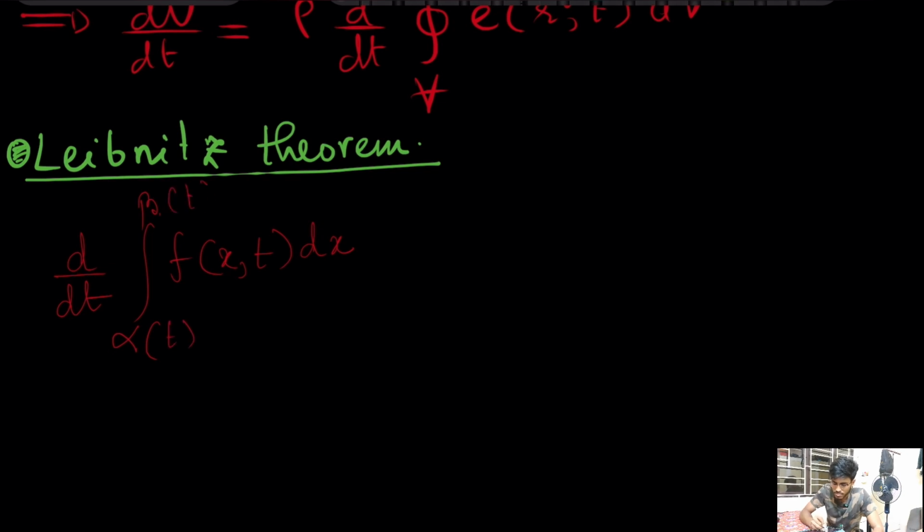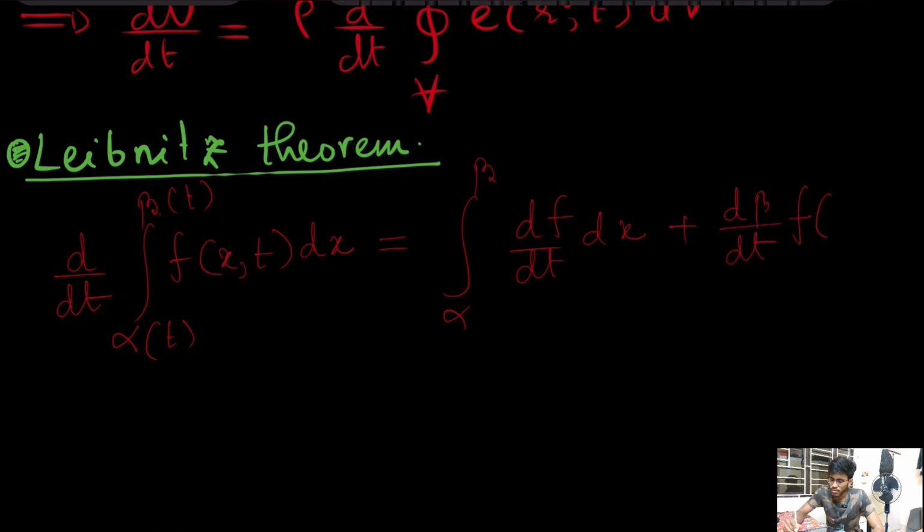Leibniz theorem says that this is equal to the integral, I can take the derivative inside the integral from alpha to beta, but then I have to put some correction terms. Those correction terms are d beta/dt into f of (beta, t), minus d alpha/dt into f of (alpha, t).